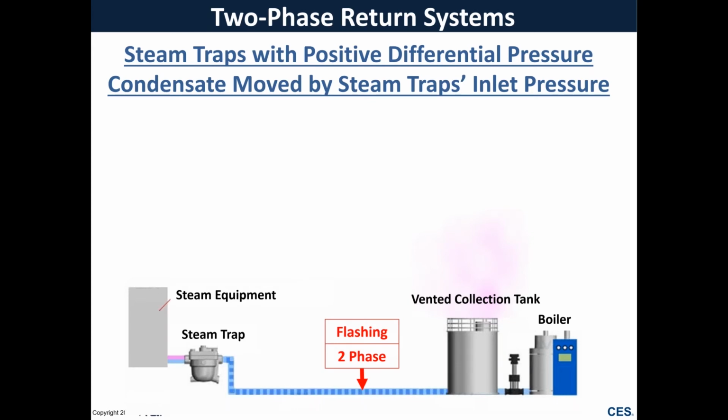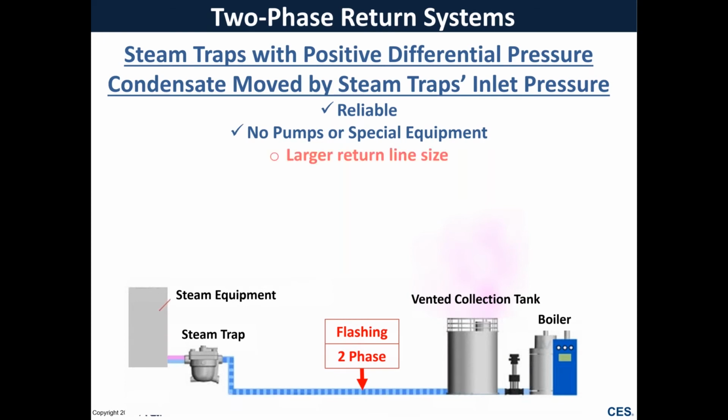Now, some advantages to this type of system is that it's reliable. It's fairly simple. We're relying upon those steam traps to move that condensate back to the point of collection. And because of that, we do not have any need for pumps or any special equipment to move that condensate. It's all moved by the differential pressure associated with those steam traps.